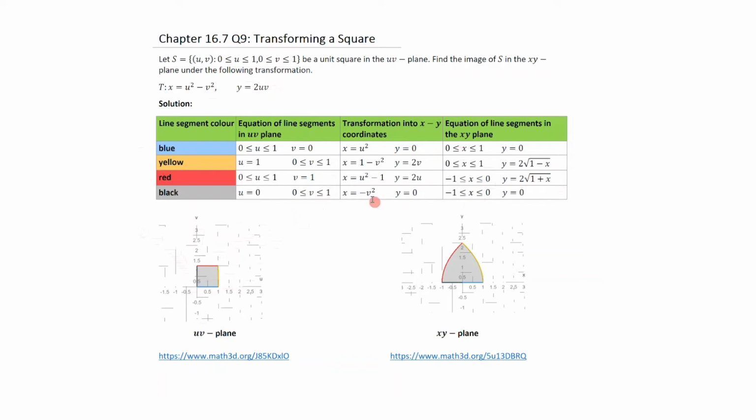And lastly, we have this situation, y equals 0, x equals minus v squared. And v in this case is ranging from 0 to 1, so that means x is ranging from minus 1 to 0.